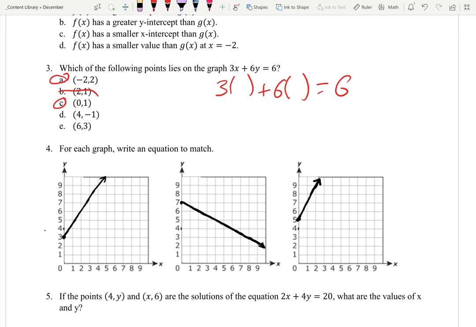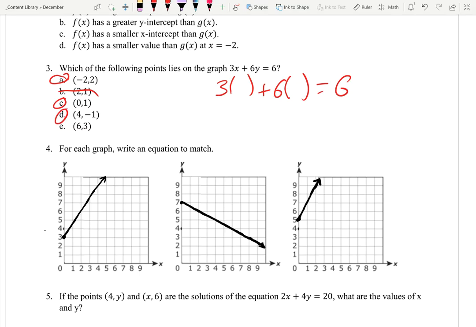Now we can plug in option D. 4 in for the x, -1 in for the y. This would be 12 plus -6, or basically just 12 minus 6 equal to 6. And that's true, right? 12 minus 6 is 6, and that, of course, equals 6. This is a true statement. So that one is good.